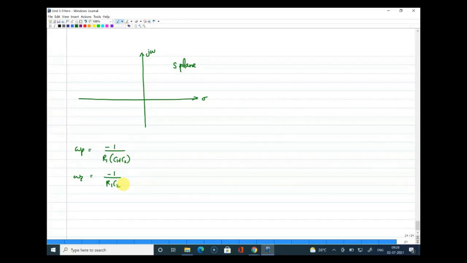So if we mark it in this form, the pole we mark with a cross, and the zero we mark with a zero itself. This value is minus 1 by R1 into C1 plus C2, and this is minus 1 by R1 into C2. This is how you plot the pole zero diagram, and from this it is clear what type of response you will get from this first order filter. So can you tell me what will be the response? What type of filter will this be?